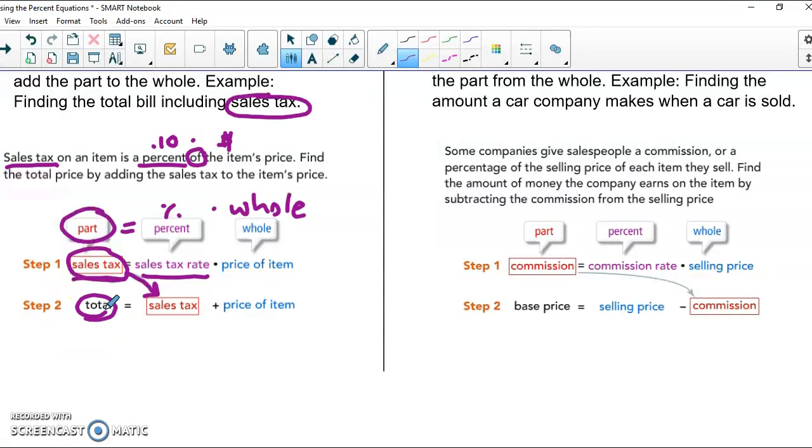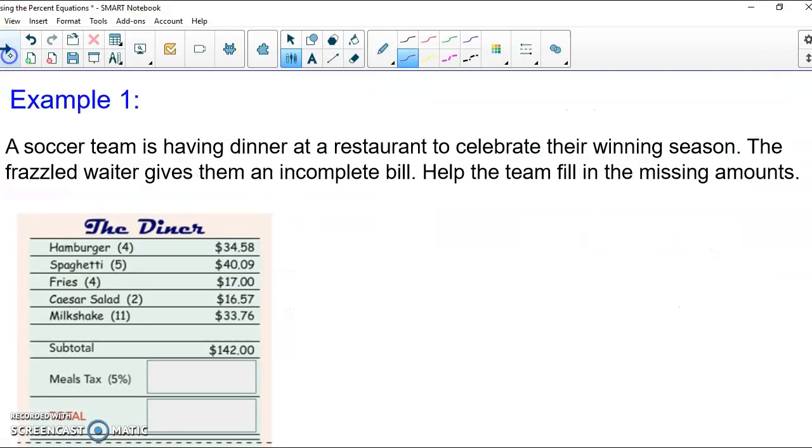So right, when you go shopping on the weekend for a pair of new shoes, you pay for the shoes, but you also pay sales tax on top of that price. So that's your total. So let's take a look at an example here.